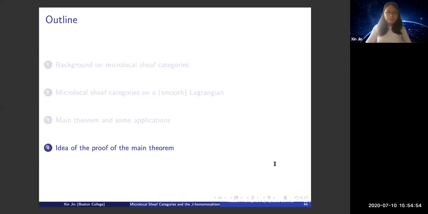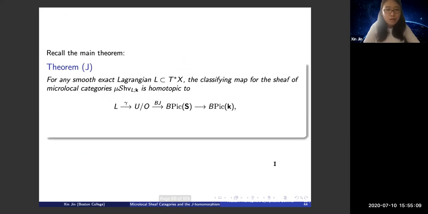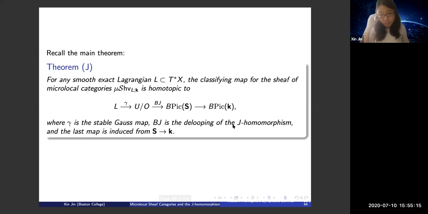Okay, so surprisingly, I still have 5 minutes. So maybe I'll just say something about the main idea for the proof. So just recall this as our main theorem, that the classifying map factors in this way.